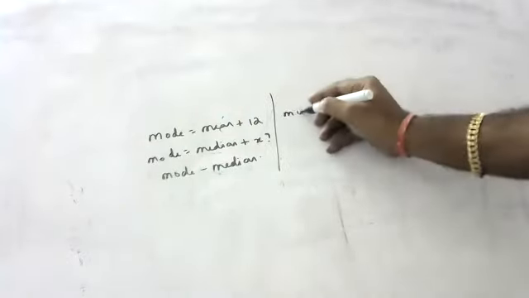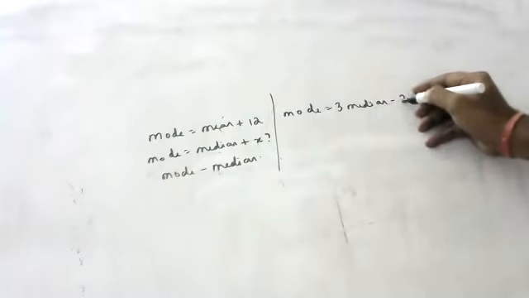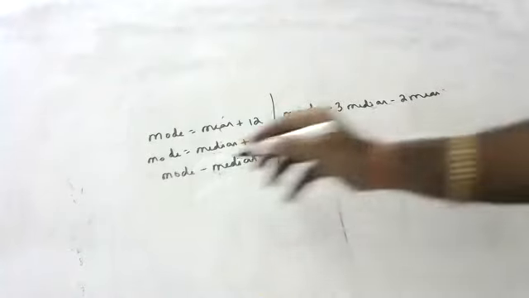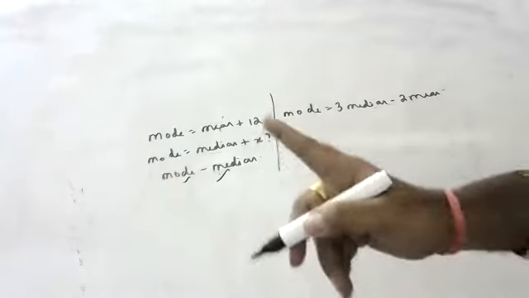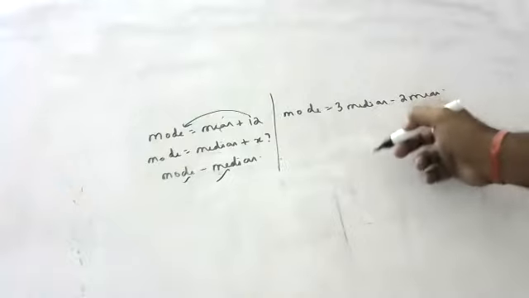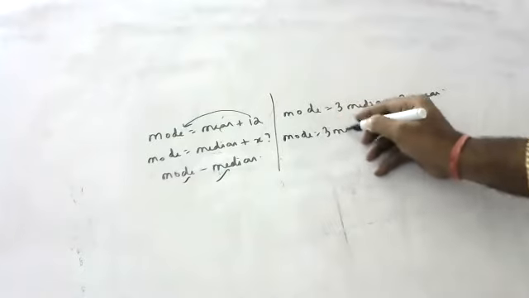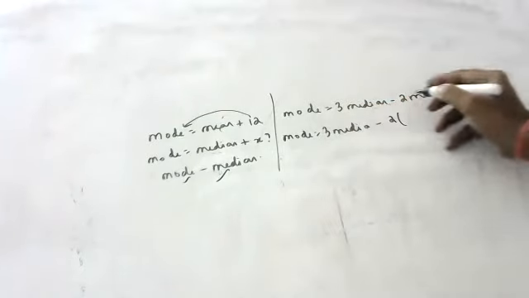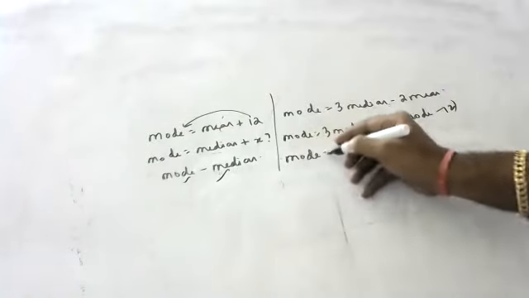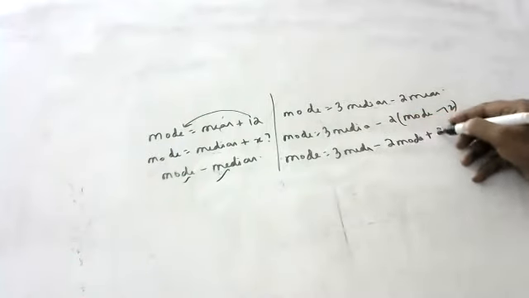So children, we have mode is equal to 3 median minus 2 mean. We want mode minus median, so we should remove mean. What is mean? We can write mode minus 12. So mode is equal to 3 median minus 2 into (mode minus 12). So mode is equal to 3 median minus 2 mode plus 24.